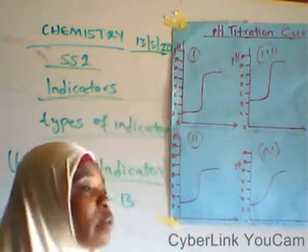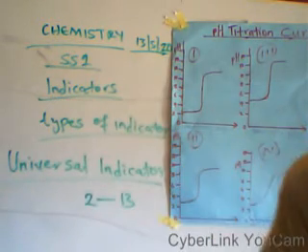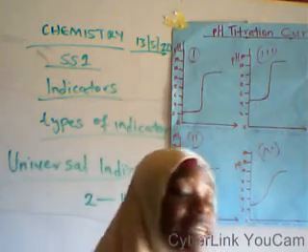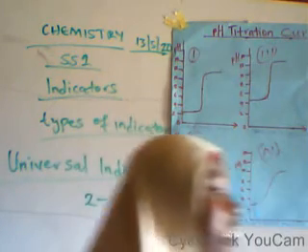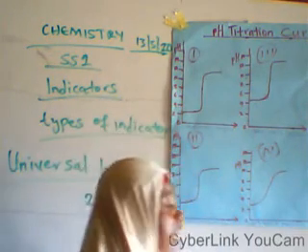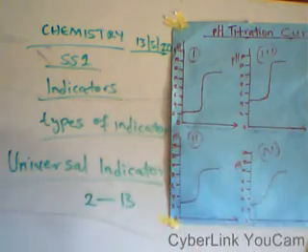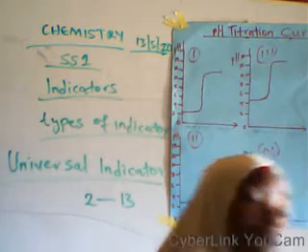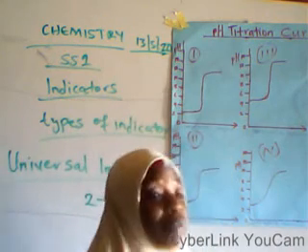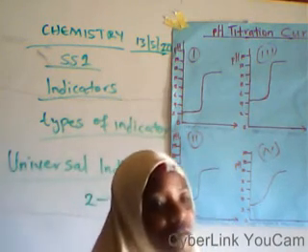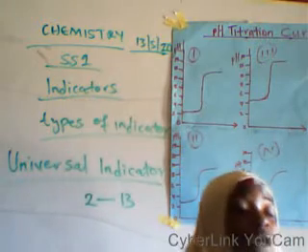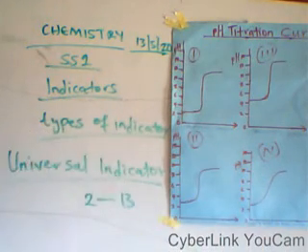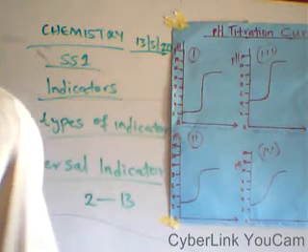Then another one is weak acid as against strong base. The suitable indicator for that is phenolphthalein indicator. And then the last one is weak acid versus weak base. There is no suitable indicator that we can use for that type of reaction. So that is that on that.